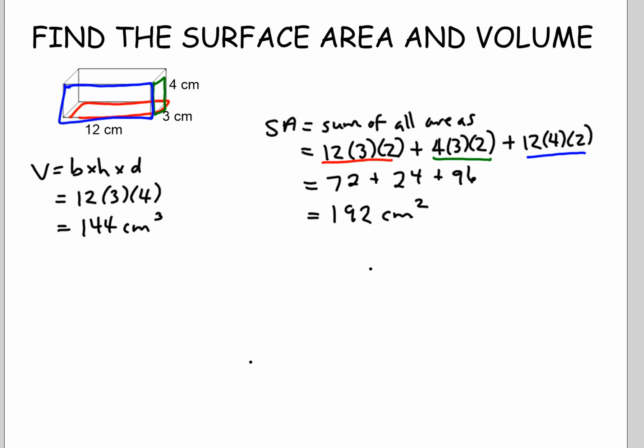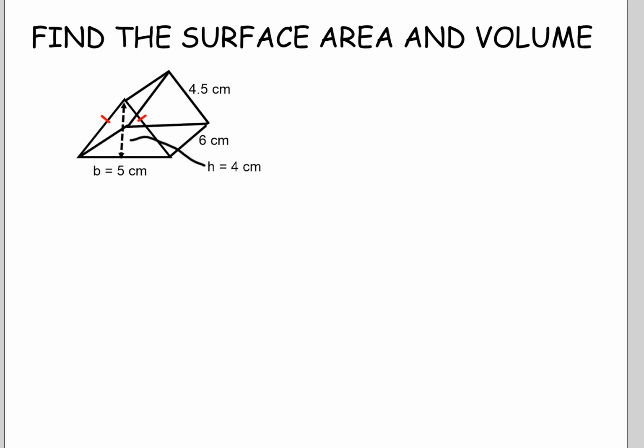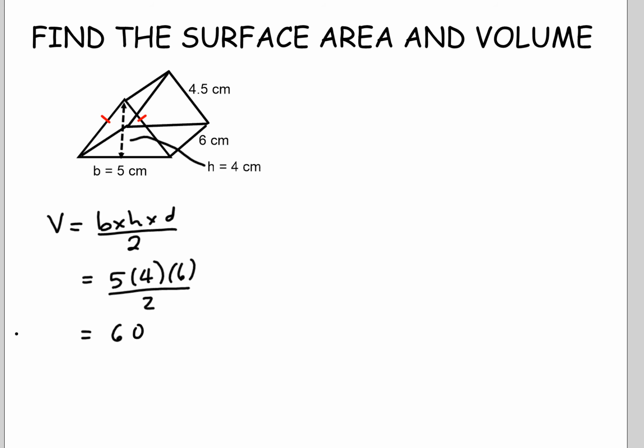So let's look at a triangular prism. So this one is kind of like a Toblerone bar. One thing to notice with this one is that these two sides are equal, so that will help us when we're doing surface area. So again, we're going to start with volume because it's the easiest. The formula for volume is base times height times depth divided by 2. The base is 5, the height is 4, the depth is 6, and we're going to divide that by 2, and we'll get 60 when we do that. And again, because it's volume, we do centimeters cubed.